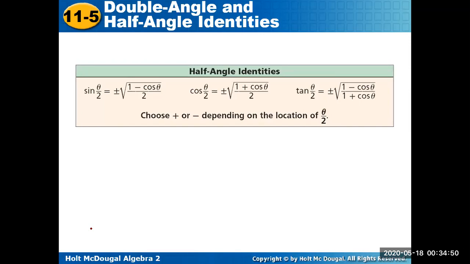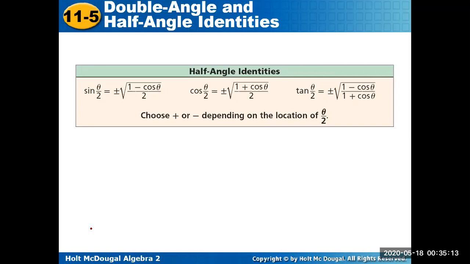Sine theta over 2 is equal to plus or minus square root of 1 minus cosine theta by 2. Cosine theta over 2 is plus or minus square root of 1 plus cosine theta by 2. And tan theta over 2 is plus or minus square root of 1 minus cosine theta by 1 plus cosine theta.